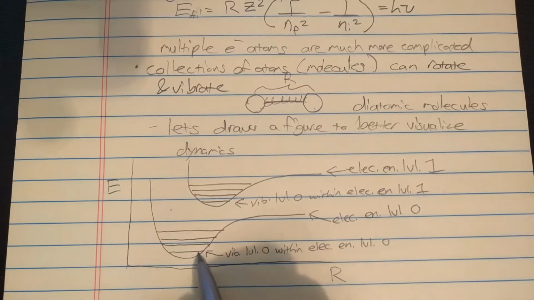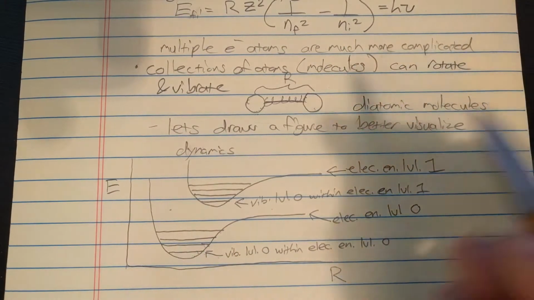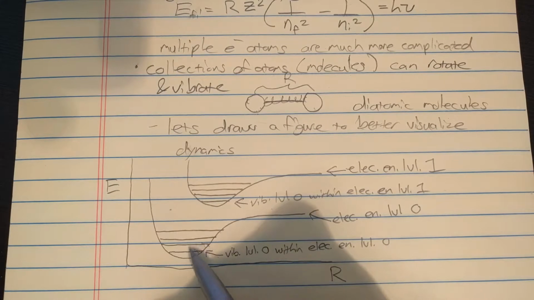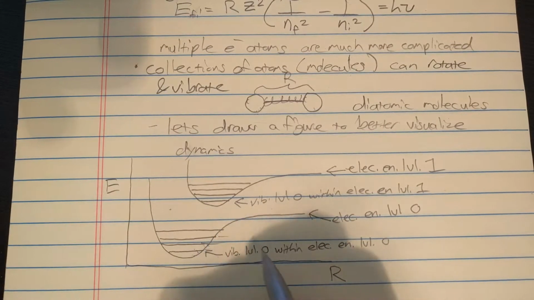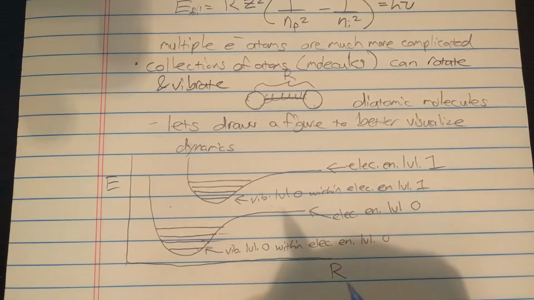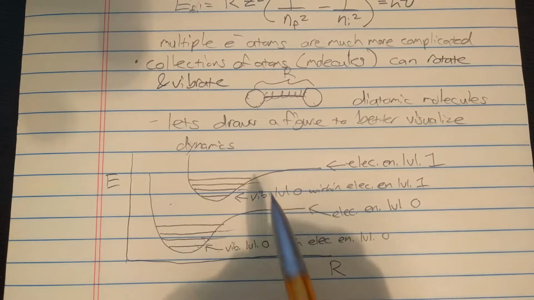And the spacing between these vibrational levels is more or less the same, unless you start to get really high up. The further up you go, the closer together they are. But near the bottom, the distance from this line to this line is pretty much the same as the distance from this line to this line.